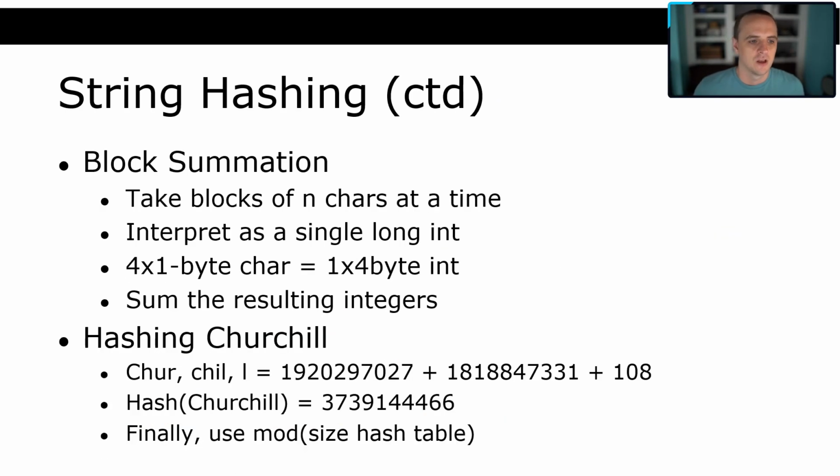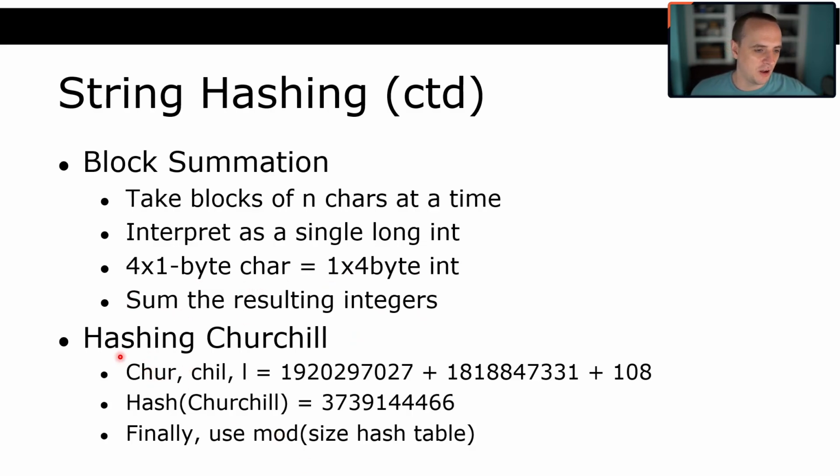So what some people do is something called block summation. There are many different algorithms that work on blocks. Some of them are very secure, some of them are not. Let's take blocks of n characters at a time, and interpret those blocks as a single longer integer. So 4 1-byte characters is going to equal 1 4-byte integer, and we're going to sum the resulting integers.